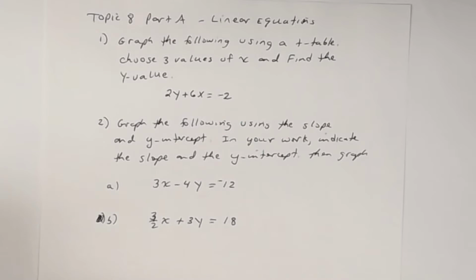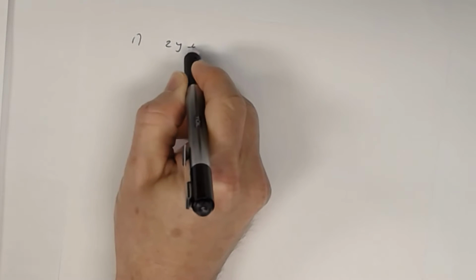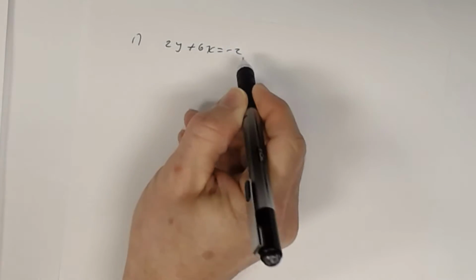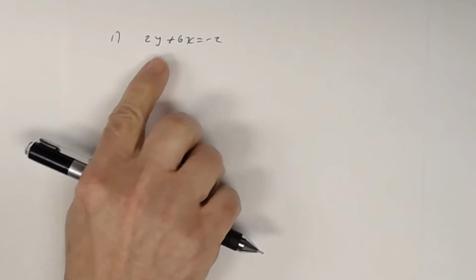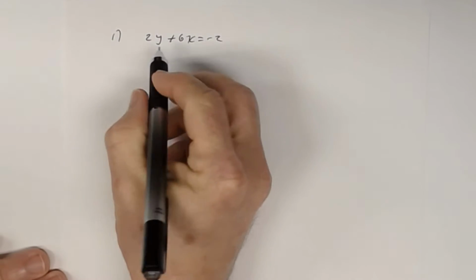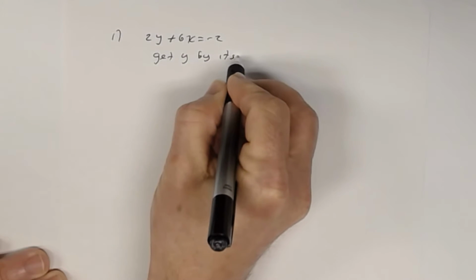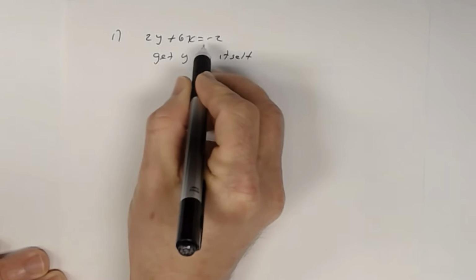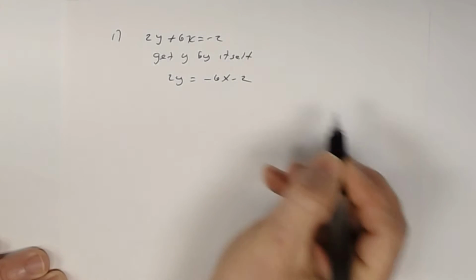So let me go ahead and rewrite this problem on this page here. Number one was 2y plus 6x equals negative 2. The way I would do that, since the direction says use a t-table, is I would go ahead and get y by itself first. And so to do that, I'm going to bring the 6x over. So I get 2y equals negative 6x minus 2.